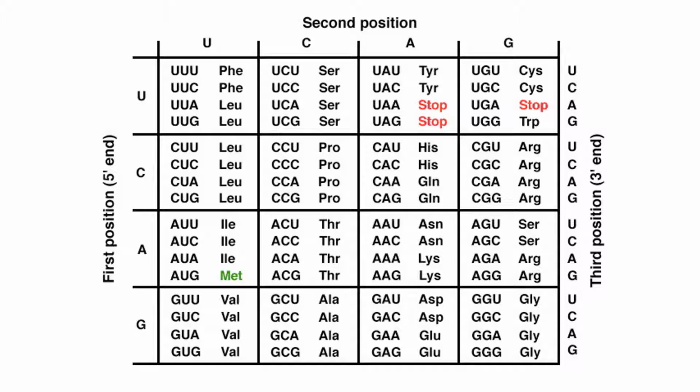Three nonsense or stop codons, which code for the termination of translation, are present. Here we have a stop, stop. This is also a stop. This is a start. So these are considered to be nonsense or stop codons.